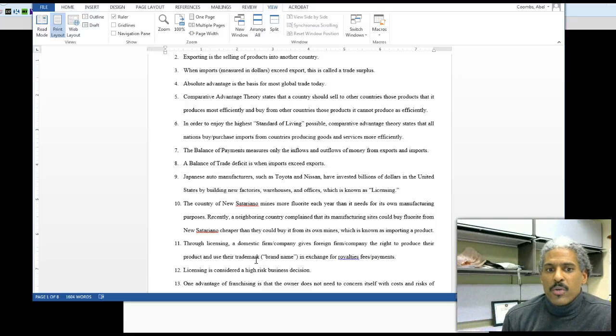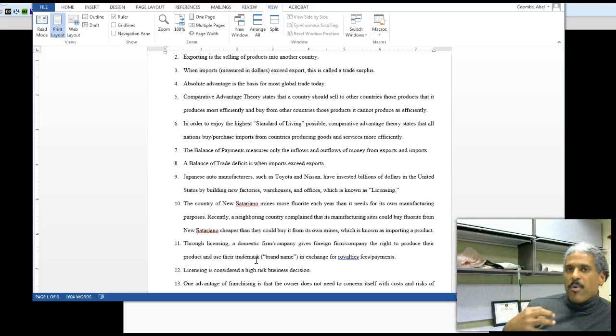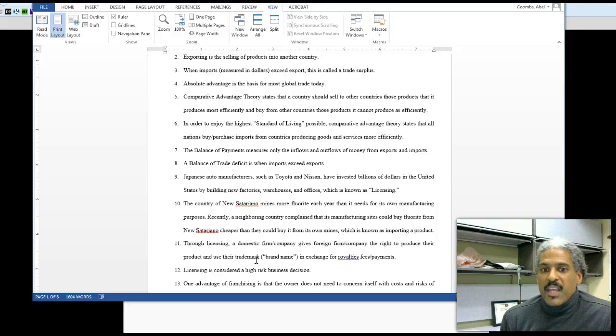6, in order to enjoy the highest standard of living possible, comparative advantage states that all nations purchase imports from countries producing goods and services more efficiently. True. Import products, lower cost. So that's true. 7, the balance of payments measures only the inflows and outflows of money from exports and imports. True. That's the dollar measurement.